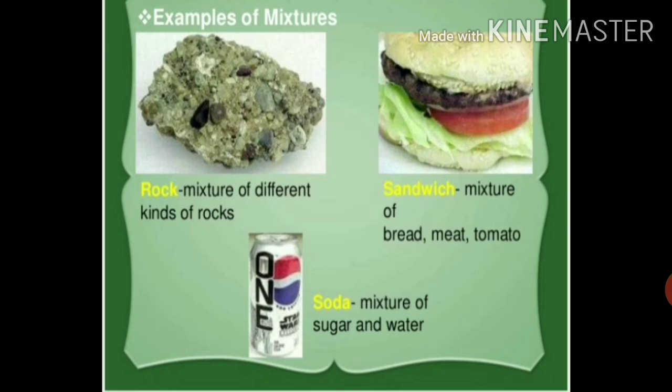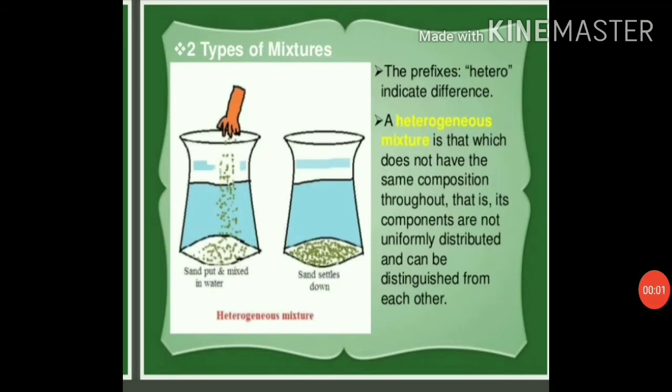So all these are examples of mixtures. So I hope it is clear to you what mixture means: a combination of two or more than two substances, but they are just mixed together. It means that they are physically mixed together. They are not chemically combined together. Students, we have different varieties of mixtures which can be classified under two broad categories. So let's talk about types of mixtures. Two types of mixture we have: heterogeneous mixture and homogeneous mixture. The prefix hetero indicates difference.